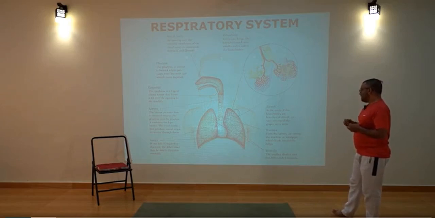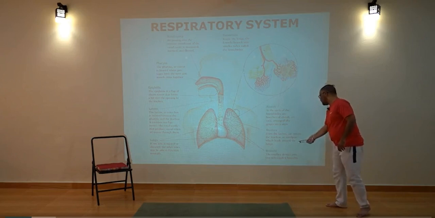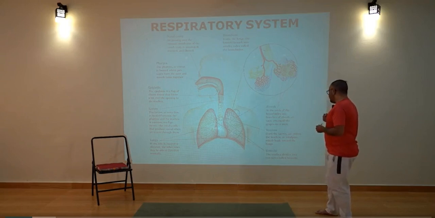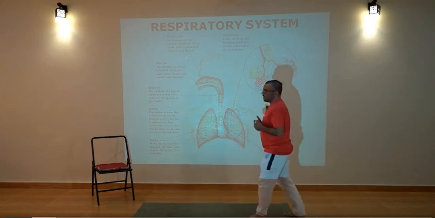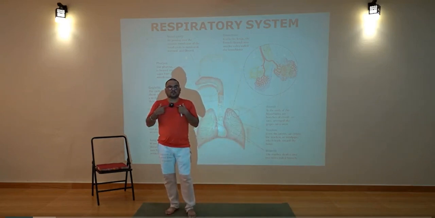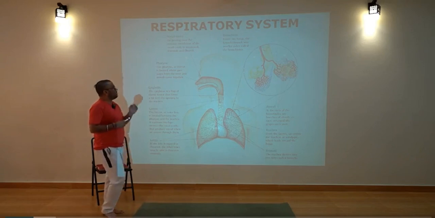Then the trachea: from the larynx, air enters the trachea or windpipe, which leads towards the lungs. The trachea divides into two tubes that we call the bronchi, the right bronchus and the left bronchus. The right one enters the right lung, the left one enters the left lung. So this is the brief review of your respiratory system.